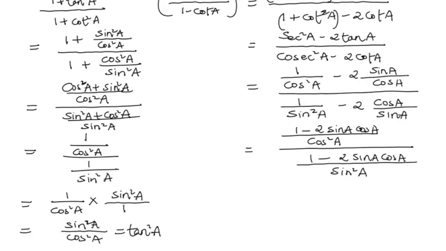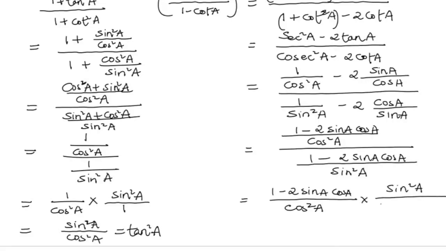So next what we can do? We'll write (1 − 2 sin A cos A)/cos²A, and this divide will change into multiply. If you change into multiply, sin²A will go up and 1 minus 2 sin A cos A will go down. So we can cancel 1 minus 2 sin A cos A. What is left? Sin²A by cos²A, which is equal to tan²A.